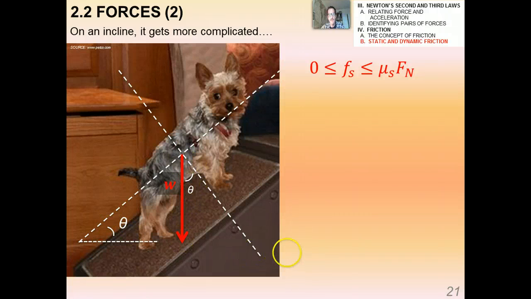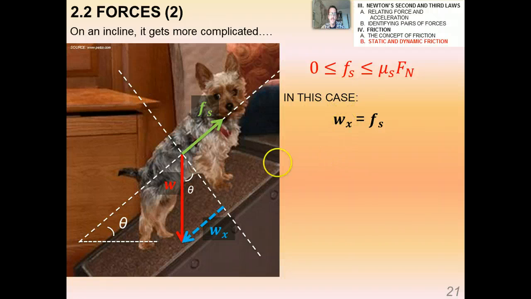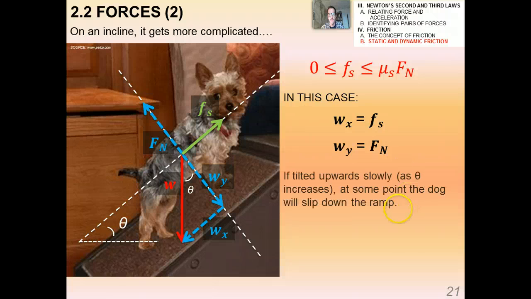and I've drawn the dog's weight vector acting directly downwards. Now, in this case, and in all cases of things on inclined planes that are not moving, the magnitude of the static frictional force acting upwards is equal to the component of the weight acting down the ramp. As I pointed out before, the component of the weight perpendicular to the ramp is exactly equal in magnitude to the normal force of the dog acting outwards perpendicularly to the surface of the ramp.